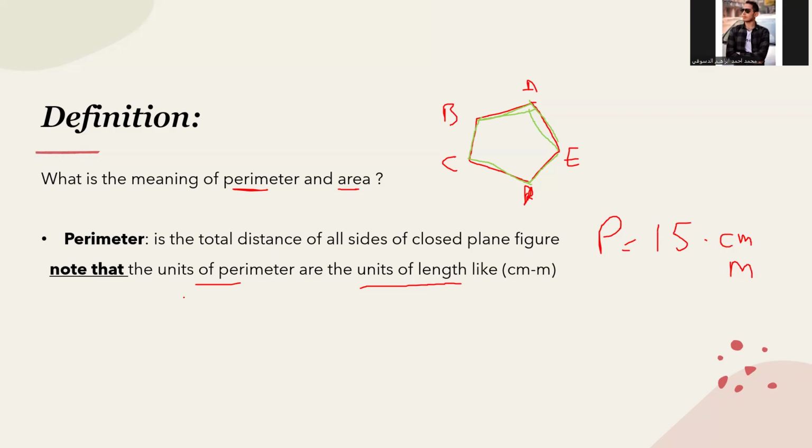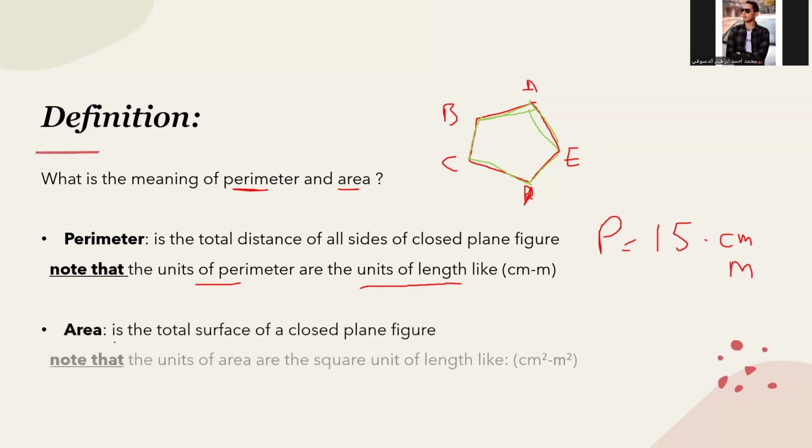Okay. But regarding the area, it is different. The area is the total surface of a closed plane figure. That means if I have the same shape, the area is the total surface. It's not just the length of the sides, it's the whole total surface. This total surface is the area.